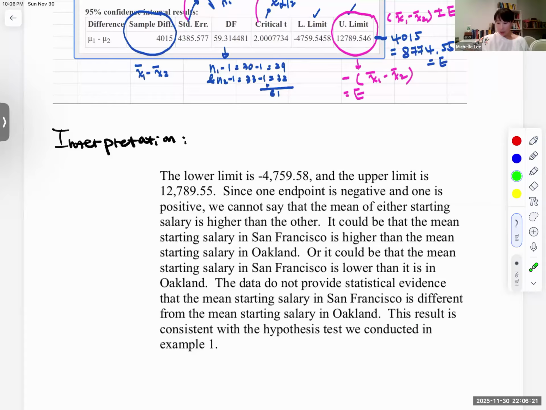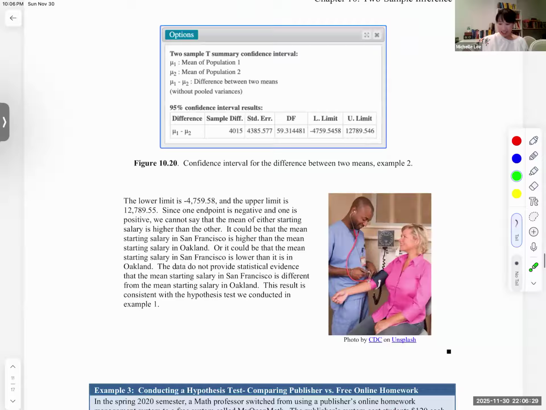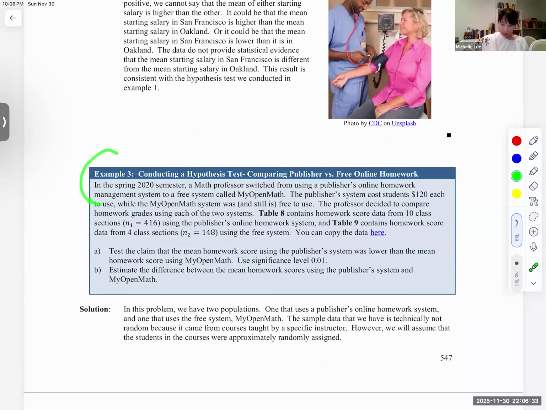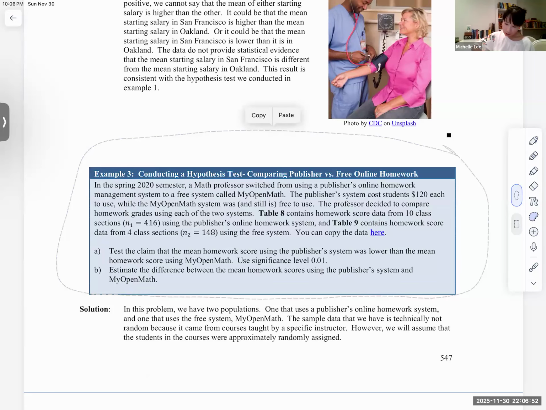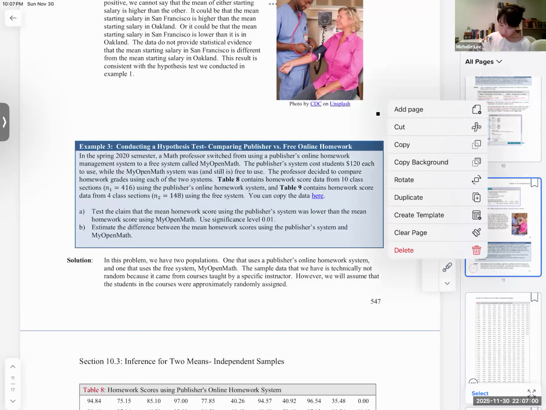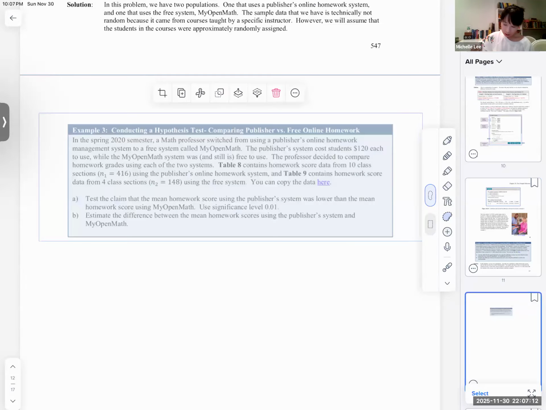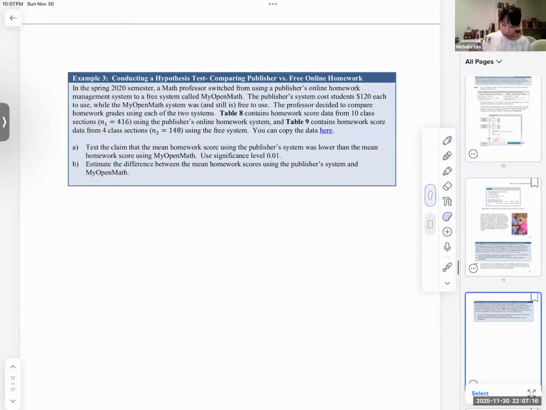Okay, let us do the last question. This is example 3, the last question for this section. We have data here. Let me arrange this, and then we do it quickly. I'm always checking that I'm recording. Okay.